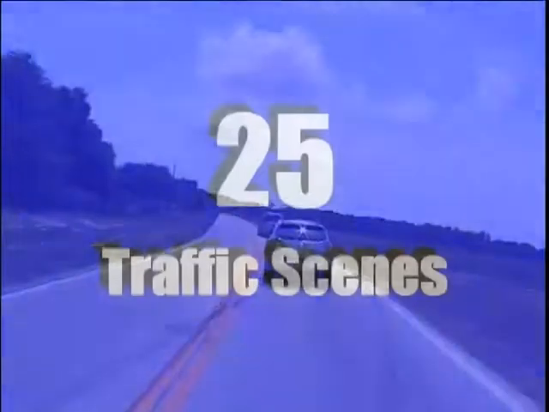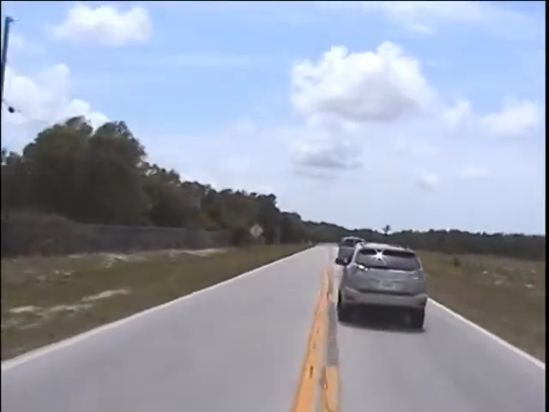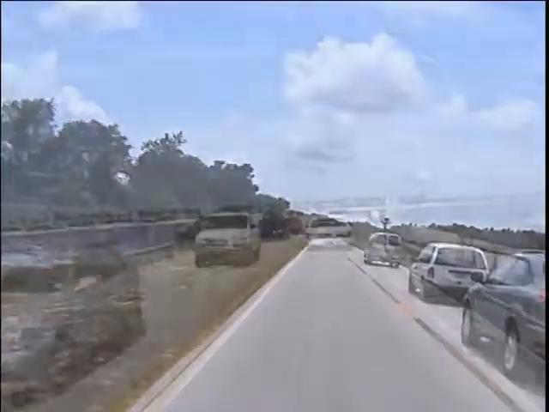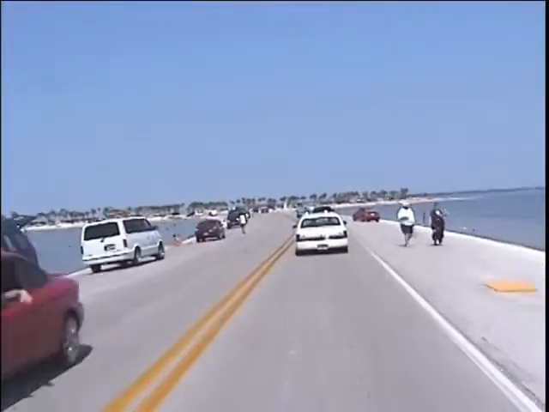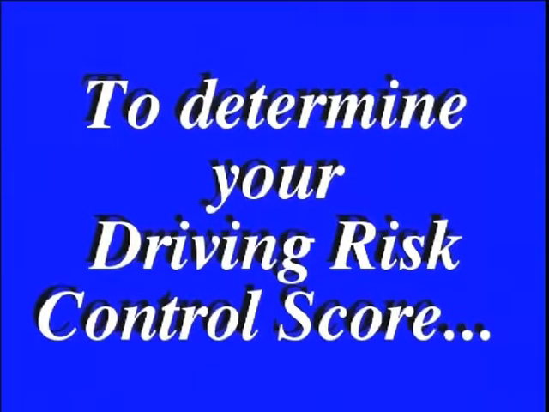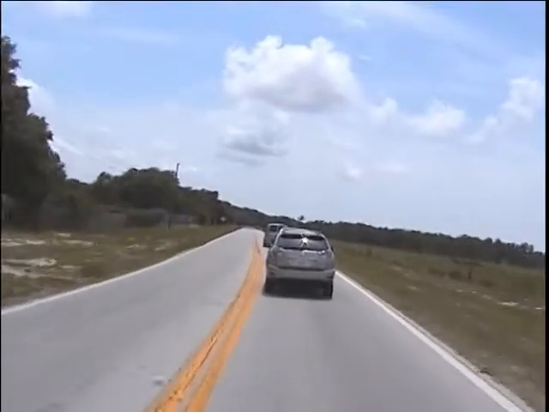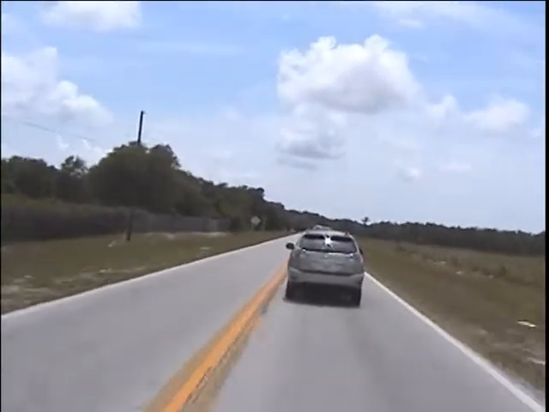The 25 traffic scenes you just viewed were selected for their driving risk characteristics. In most scenes, the traffic risk was obvious. However, in a few scenes, the risk was subtle and required quick thinking. To determine your driving risk control score, compare your response form answer with the answer shown on the video screen. For example, the risk rejection response in Scene 1 is disagree. Disagree is the correct answer.